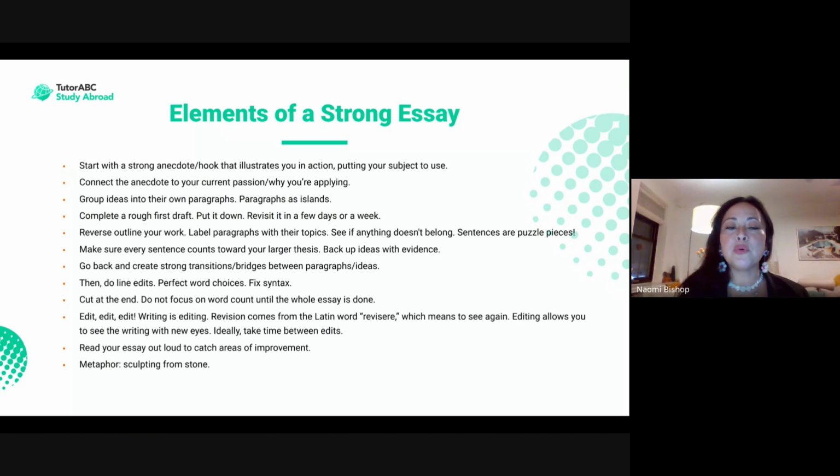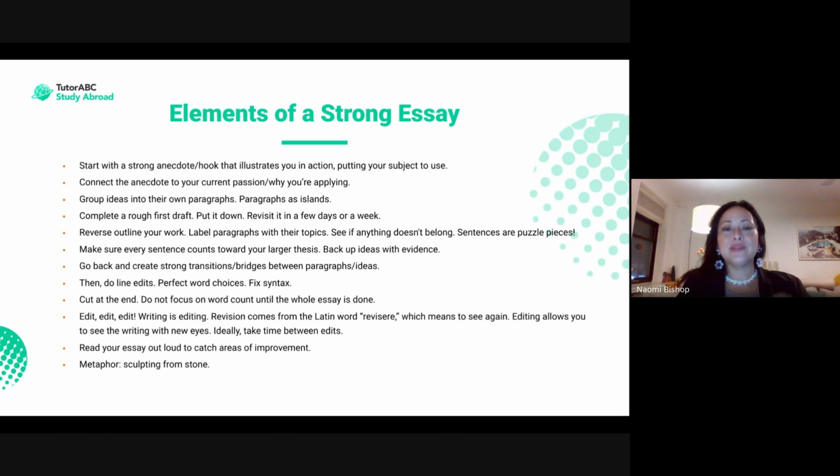And then, very importantly, I often find students writing about different topics within each paragraph, but it's actually really easy to do it this way from the beginning, which is that you group ideas into their own paragraphs. So paragraphs are islands, and each idea has to stay in its own island. The beginning might be your anecdote and your hook. That's one island. The second paragraph might be connecting the anecdote to your current passions and why you're applying. That's another island. There, you're not going to be talking about your future goals.